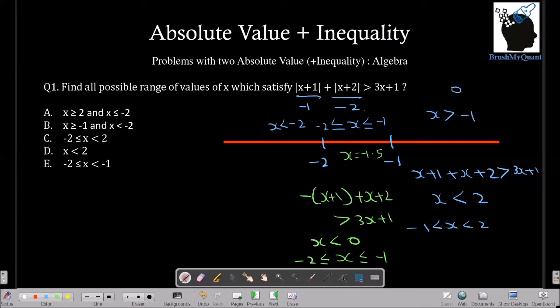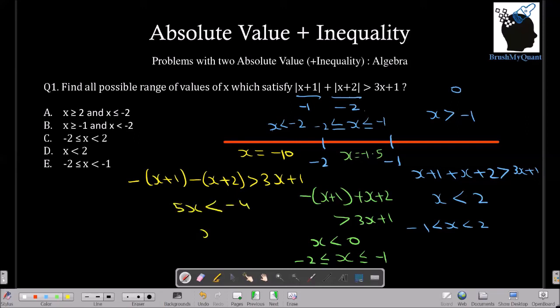Let's try the third case where x is less than minus 2. So let's substitute a value of x. Let's say x is equal to minus 10 and see what happens to things inside the absolute values. So both of them will be negative, so both will open as negative. So minus of x plus 1 minus of x plus 2 has to be greater than 3x plus 1, which is nothing but your 5x will be less than minus 4, or x is less than minus 4 by 5.